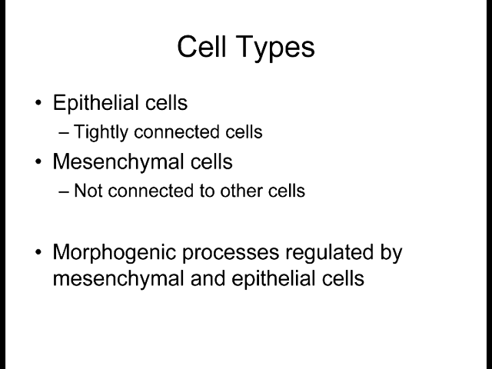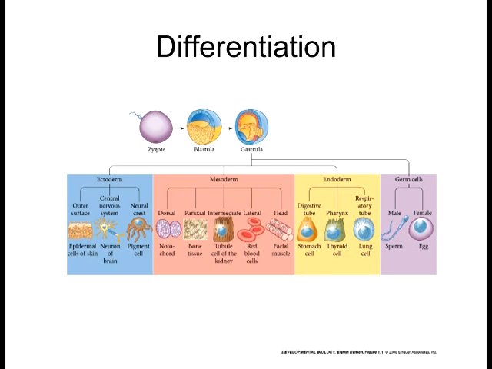So morphogenesis, these changes in the shape of the cells as well as their position, that's epithelial and mesenchyme cells. What shape are they? What cells are they associated with? Where do they move to? Where are they migrating? That's all morphogenesis. Differentiation comes down to what genes are being expressed and what proteins are being made in the cell. That's where differentiation comes down to, is what genes are expressed and therefore what proteins are being made. That's the cell's function.